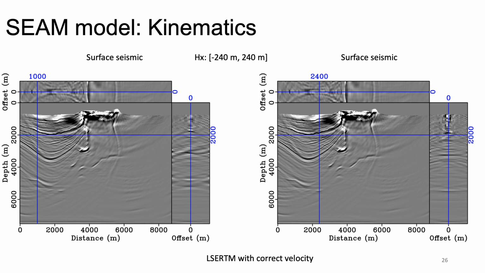Because the same model contains strong lateral variations, we extract subsurface offset common image gathers at different horizontal locations. The right panel in the left figure shows the subsurface offset common image gathers at x equals 1000 meters, and the right panel in the right figure shows the subsurface offset common image gathers at x equals 2400 meters. Because the migration velocity is accurate, most of the energies in the subsurface offset common image gathers are focused at h equals 0.